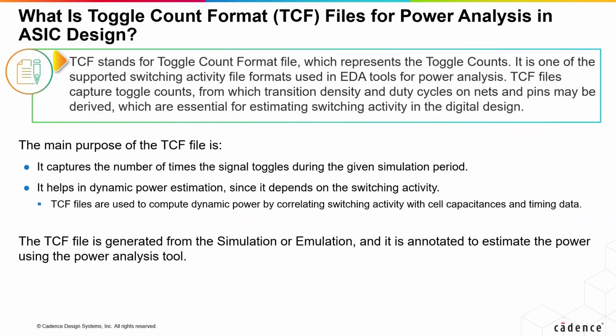Since dynamic power is directly related to signal switching activity, TCF provides a realistic activity profile rather than relying on assumed or vectorless probabilities. The primary purpose of a TCF file is to capture the number of times a signal toggles during the simulation period. Each toggle represents a 0 to 1 or 1 to 0 transition, and the cumulative toggle count reflects how actively a net or pin is switching under real stimulus.